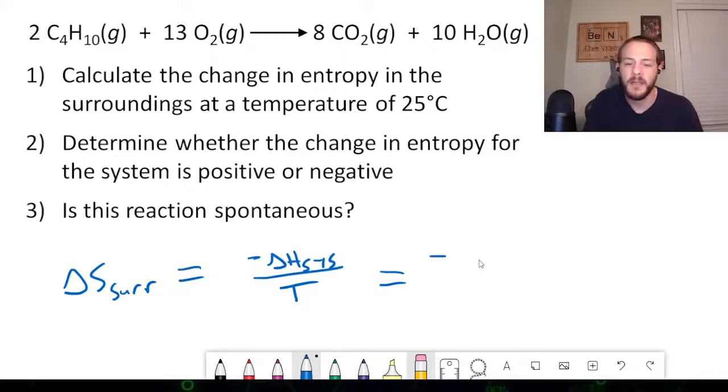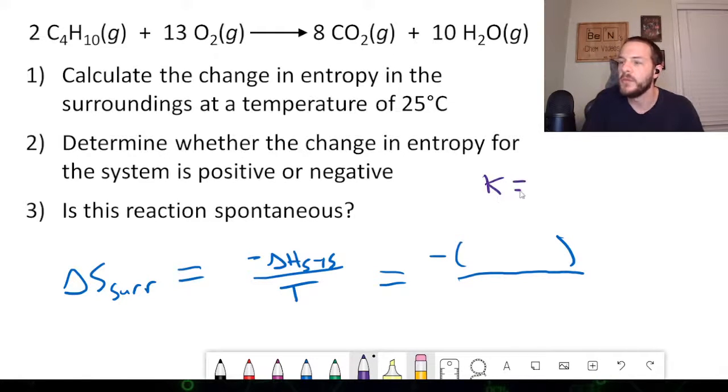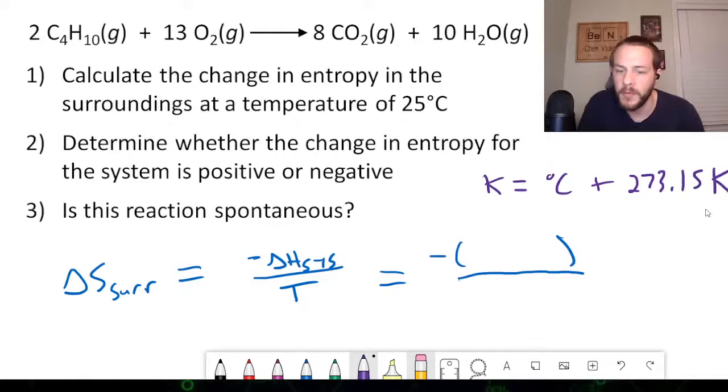So we have negative of the delta H of the system, whatever that happens to be, divided by the temperature. The temperature is given in degrees Celsius, 25 degrees C. We have to convert that into kelvins, and as we should all know, the Kelvin temperature is equal to the degree Celsius temperature plus 273.15 kelvins. The Kelvin and Celsius scales are basically the same scale in that the size of a degree is the same between the two.